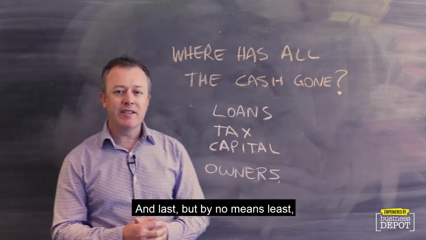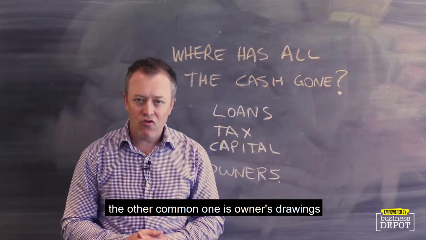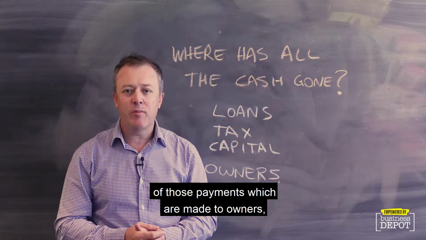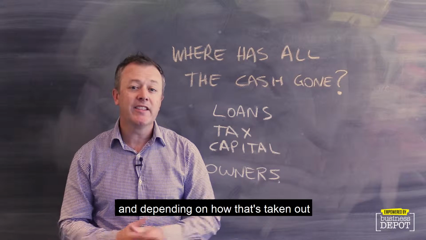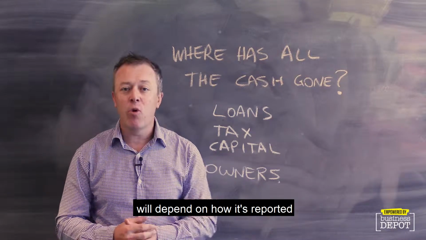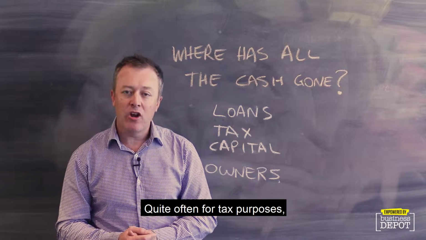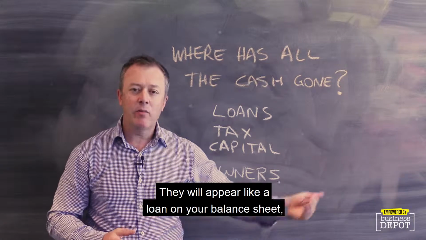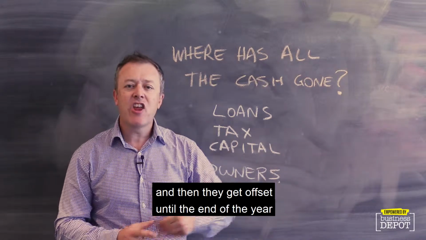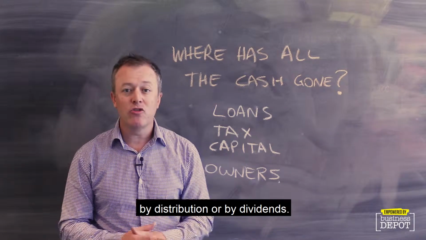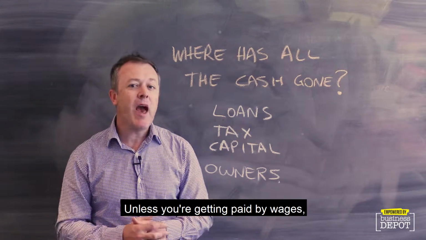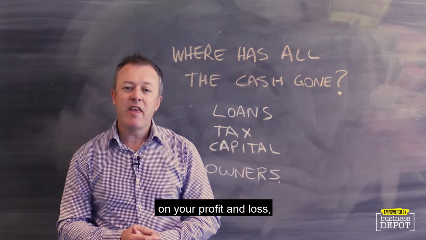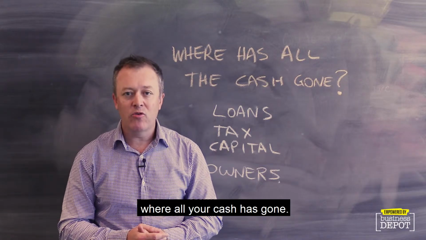And last but by no means least, the other common one is owner's drawings or owner's remuneration. Accountants will quite often change the nature of those payments which are made to owners, and depending on how that's taken out will depend on how it's reported in the profit figure that you're talking about. Quite often for tax purposes, we'll have you take owner's drawings throughout the year. They will appear like a loan on your balance sheet and they don't get offset until the end of the year by a distribution or by a dividend. Unless you're getting paid by wages, those owners' amounts will not appear on your profit and loss, and then it's another reason to explain where all your cash has gone.